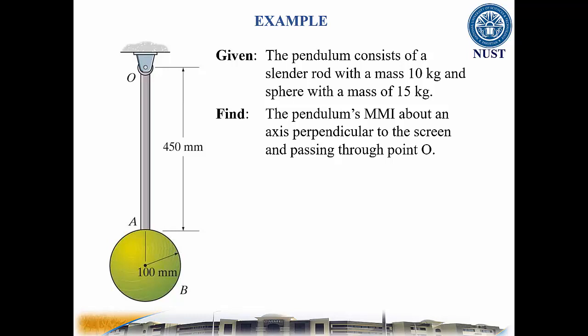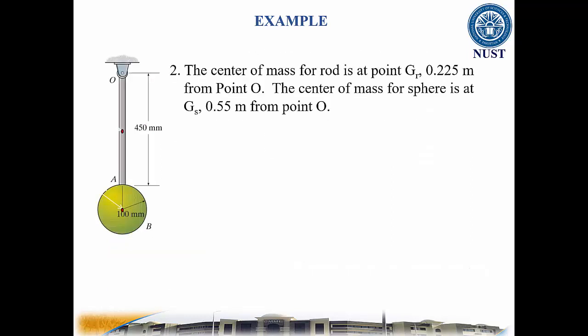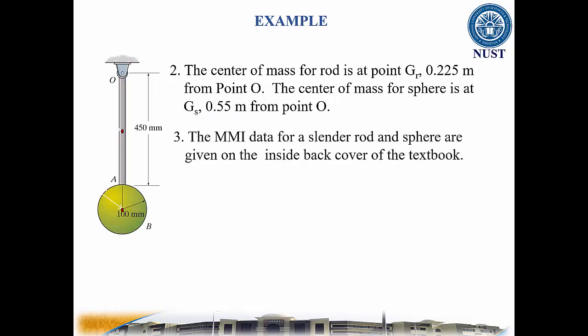Now, by following steps similar to finding the mass moment of inertia for a composite area, the pendulum can be divided into a cylinder rod and a sphere. The center of mass for the rod is at 0.225 meter from point O, and the center of mass for the sphere is at 0.55 meters from point O. The mass moment of inertia data for the cylinder rod and sphere are given on the inside back cover of the textbook. Using those data and the parallel axis theorem, calculate the following.